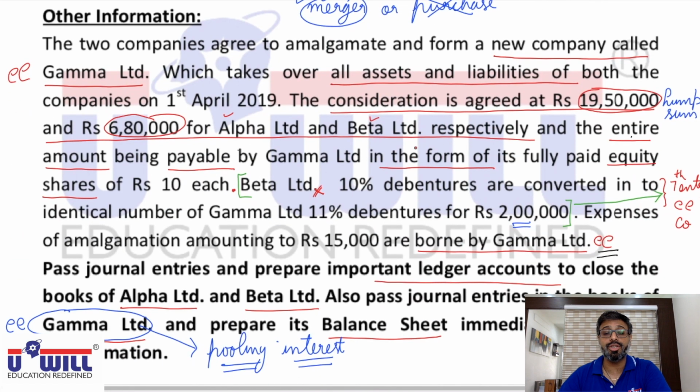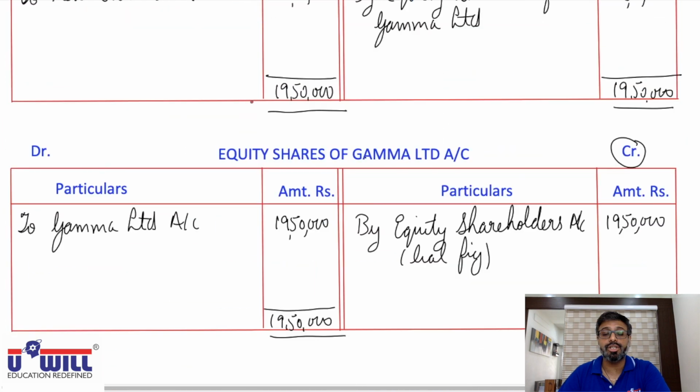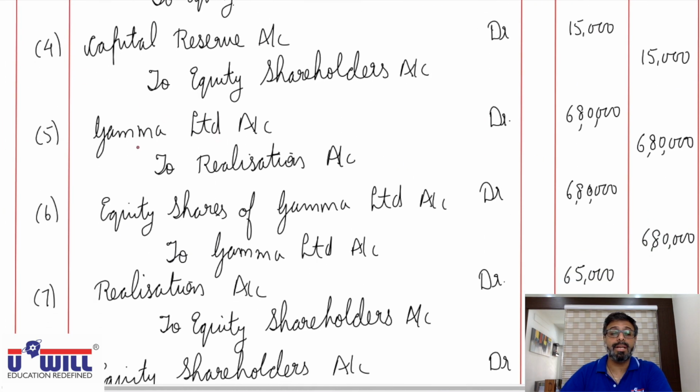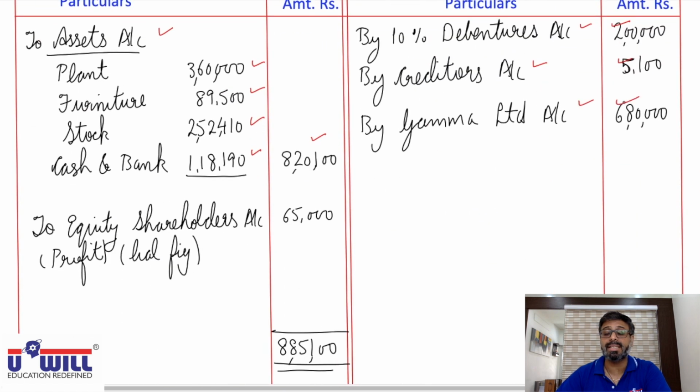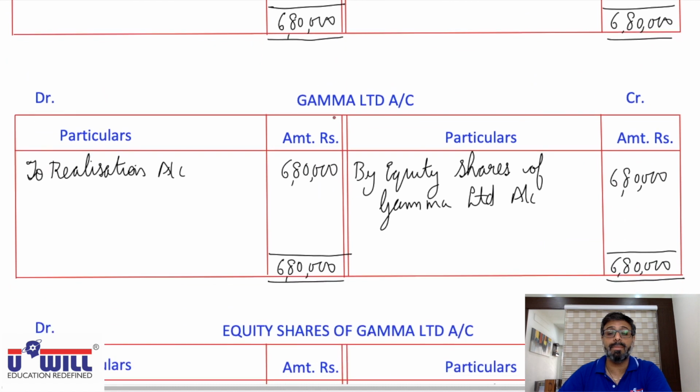Now purchase consideration you all can see in this paragraph. Beta Limited's purchase consideration is 6,80,000. So for purchase consideration due, Gamma Limited transferee company account debit 6,80,000, to realization account 6,80,000. To realization means realization on credit side by Gamma Limited account 6,80,000, and in Gamma Limited account debit side, to realization account 6,80,000. Okay, you all can verify you've done it accordingly or not. Wherever you find you're doing it wrong, pause the video, make the correction and then play the video.